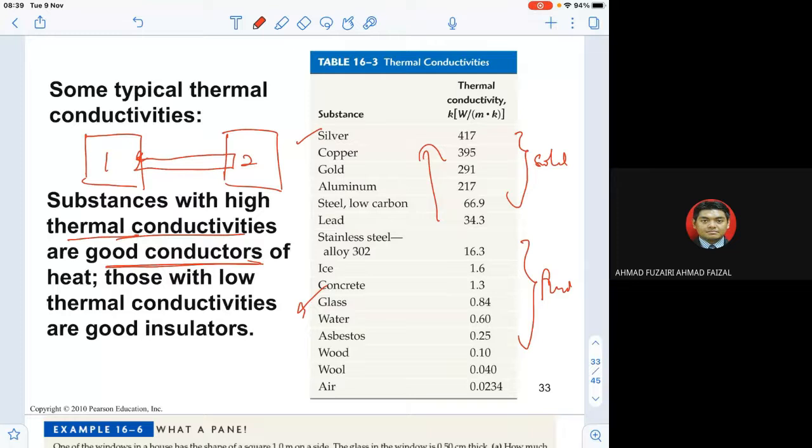Okay, so again, if you want to know how good a substance is in terms of electricity, you can apply the same idea.